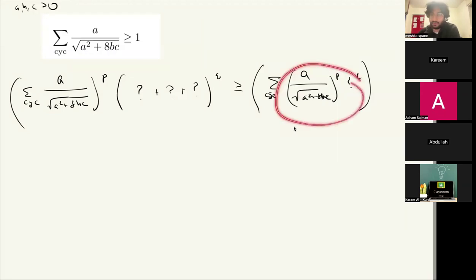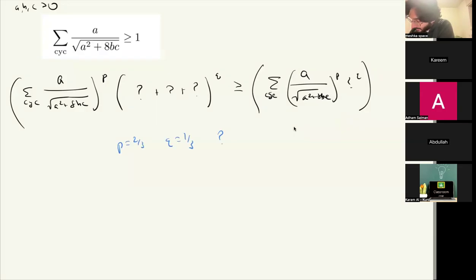You can try to get this to be 1. If I first look at this problem, I would say, maybe I want to make this one 1. So if I want to make it 1, what do I have to do? I have to make P equal 2/3, Q equal 1/3, and then the question mark is exactly A squared plus 8BC divided by A squared, right? That makes sense. So then I would get exactly 1 here.